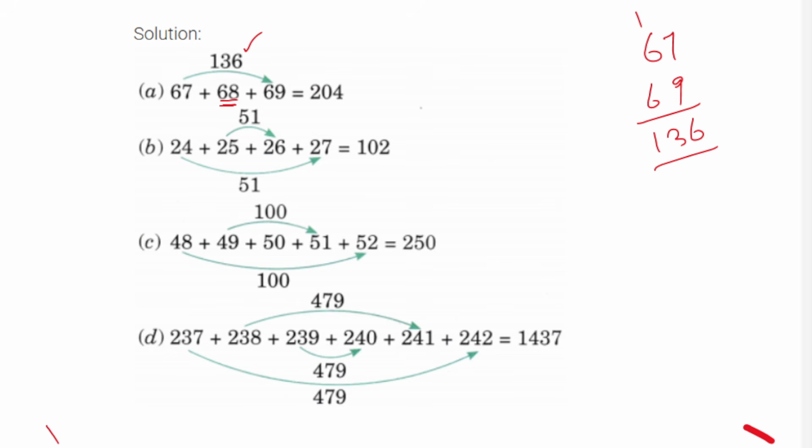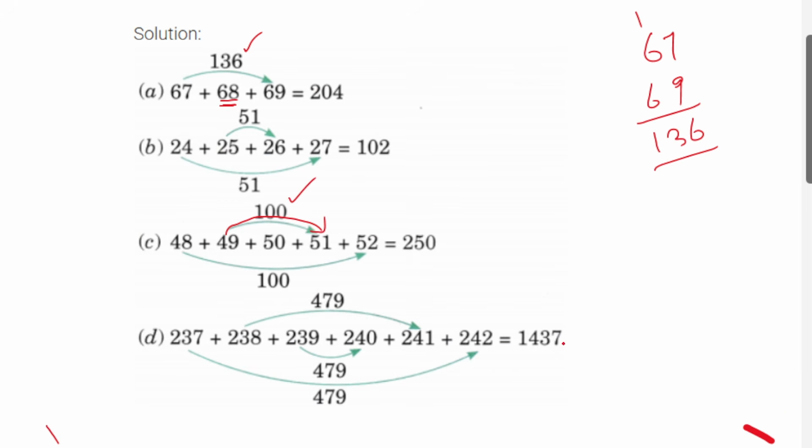Okay. Likewise, we have 24 and 27. 24 plus 27 is 51 and 25 plus 26 is also 51. Okay. So next one, we have 48 and we have 52. 48 plus 52 is 100, and when we add 49 plus 51 also, we will get 100.